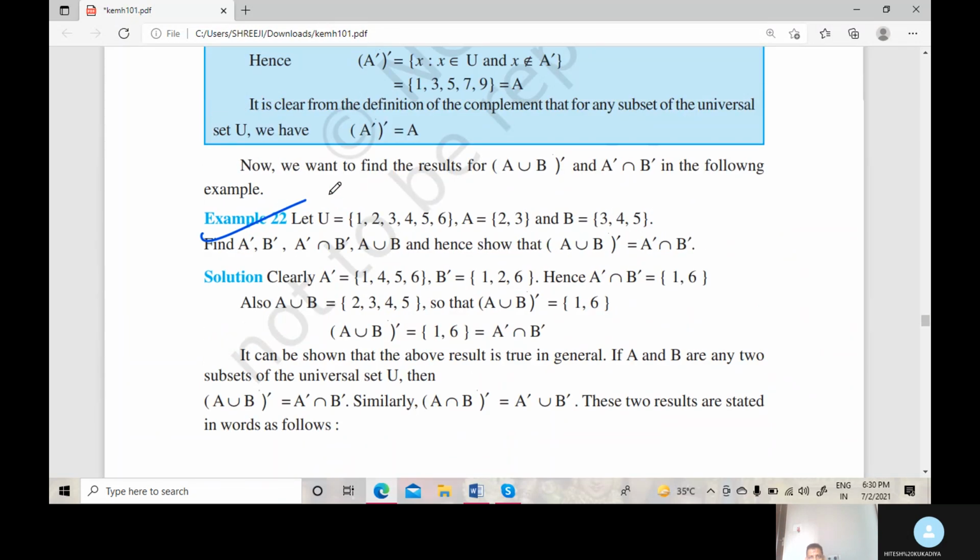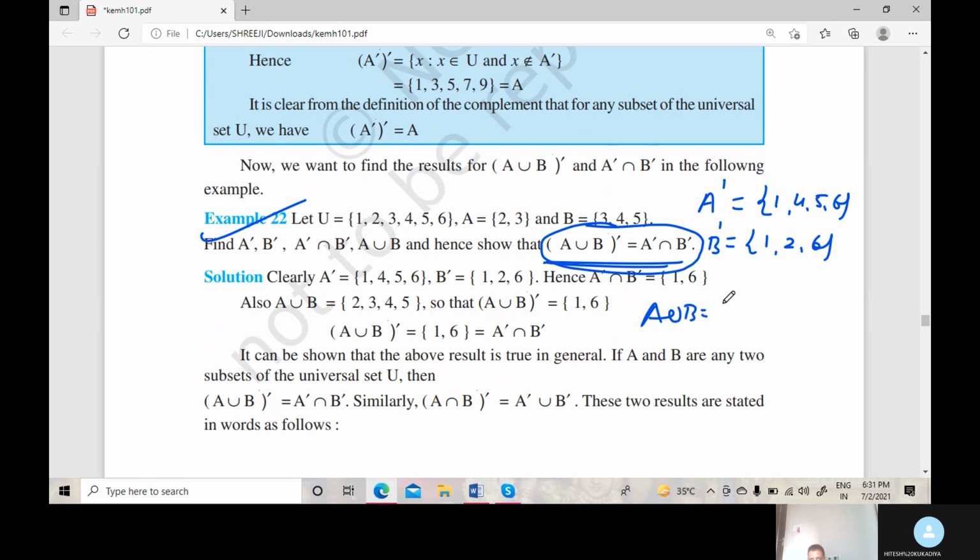Yes, example number 22, I think, is remaining, because here we discussed De Morgan's law. Look, example number 22. Universal set equal to 1 to 6, A equal to 2, 3, B equal to 3, 4, 5. First we take complement of A. 2, 3 cancel in the universal set, so 1, 4, 5, 6. And complement of B: 3, 4, 5 cancel, so 1, 2, 6. Now verify this law.